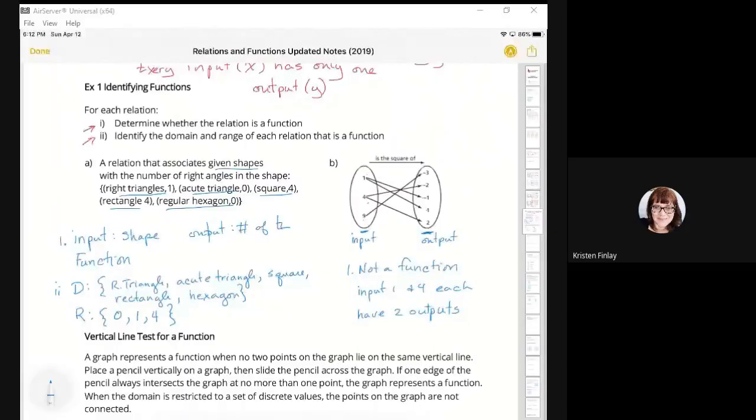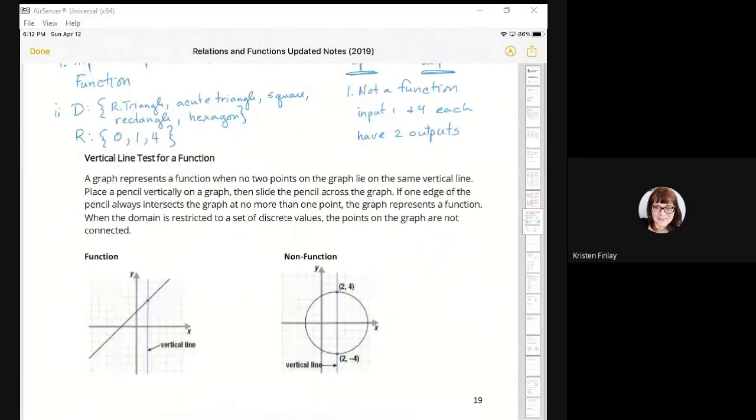Now, interestingly enough, if it had been written the other way, it would actually work. But it's written in the form that this is the input and this is the output. So when it's written in that expression, we would say it's not a function. Now, how can we test?